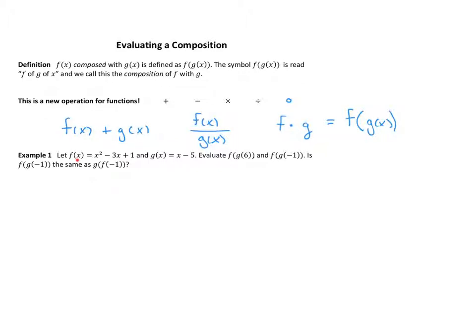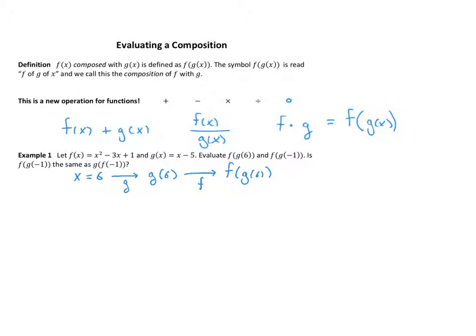So let's figure this out. In example 1, we have f of x is equal to x squared minus 3x plus 1, and g of x is equal to x minus 5. Let's first evaluate f composed with g of 6. So the way this is going to work is, we're choosing x is equal to 6. We're then going to plug that number into the function g. And we'll get a number back, and that number is g of 6. We then take this new number, and we plug it into the function f, and at the very end will be our answer, f composed with g of 6.